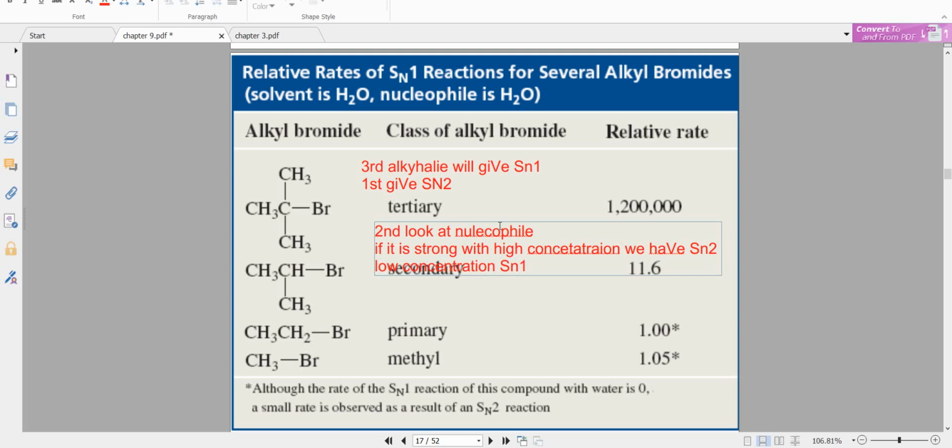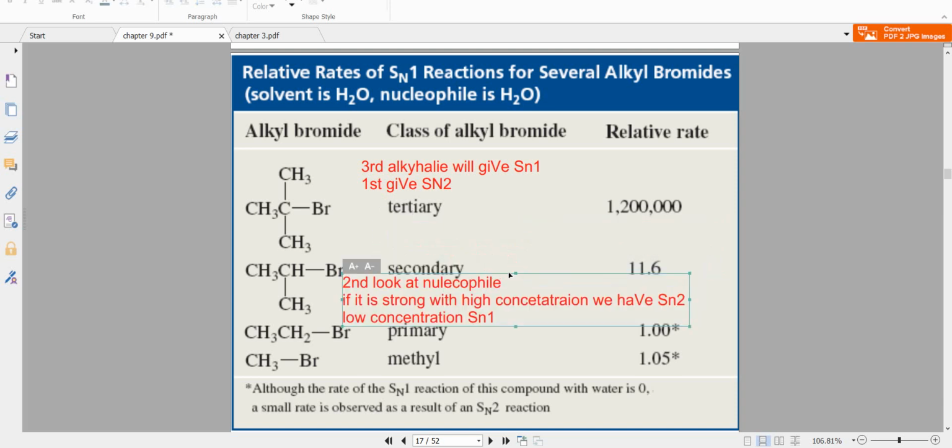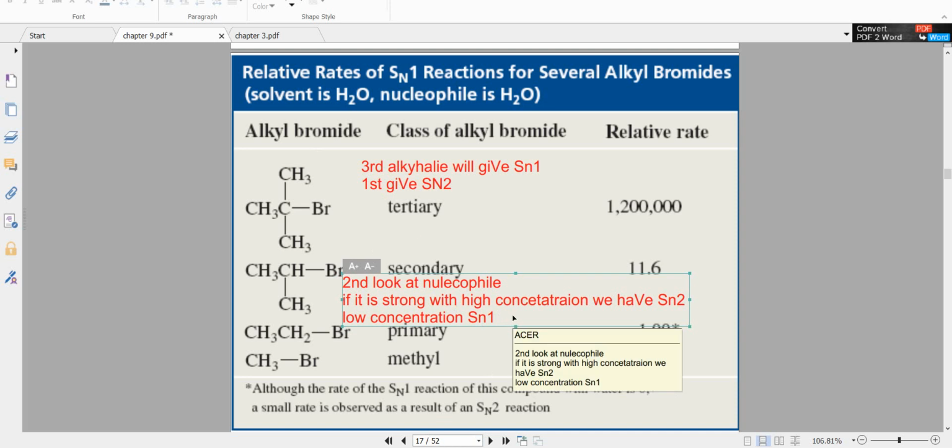So strong and high concentration, SN2. Weak and low concentration, SN1. But unfortunately, life is not that easy. Sometimes we have strong but low concentration. Sometimes weak but very high concentration. Complicated, so we don't know. In that case, we cannot make a decision, so we need to look at something else.